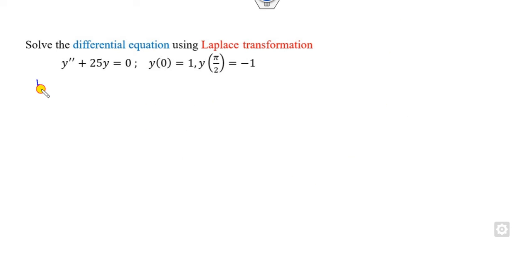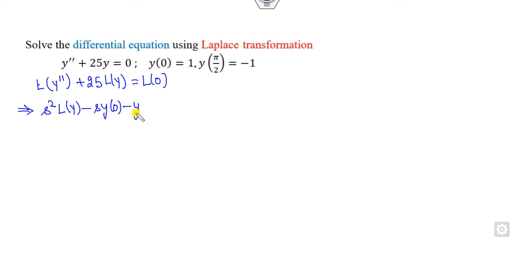So look at this one. I can start with the Laplace of this. 25 is constant, and the Laplace of 0 is 0. So I can substitute here. This is s square Laplace of y minus s y of 0 minus y dash of 0, plus 25 Laplace of y, and the Laplace of 0 will be 0. So what is y of 0? y of 0 is 1. What is y dash 0?